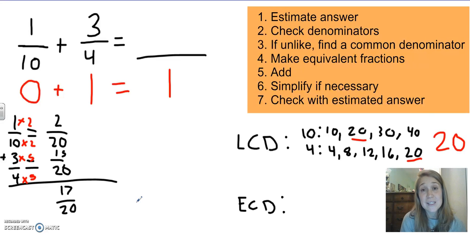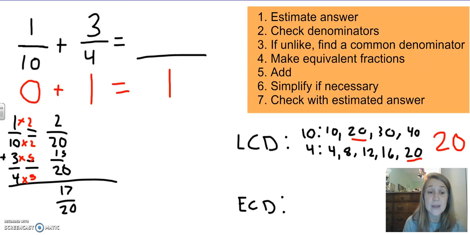There is no number because 17 can only be created by doing 1 times 17. And 17 cannot go into 20. So that's my simplified answer. So now I'm going to check it with my estimated answer. 17 20ths should be close to 1 whole. And in fact, it is.